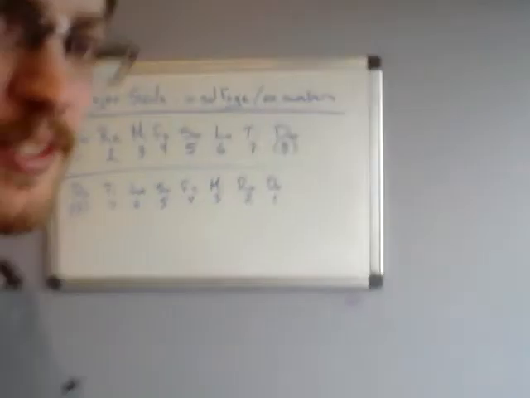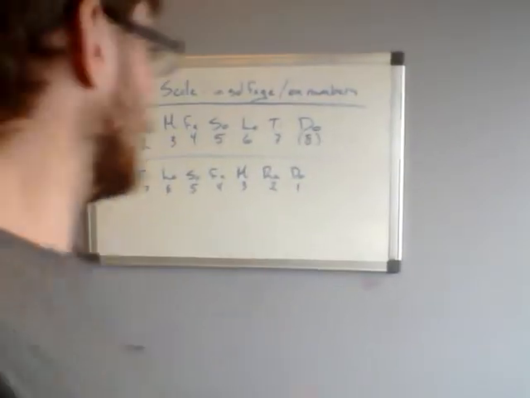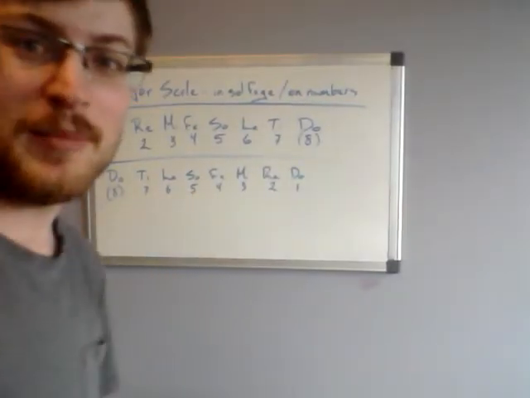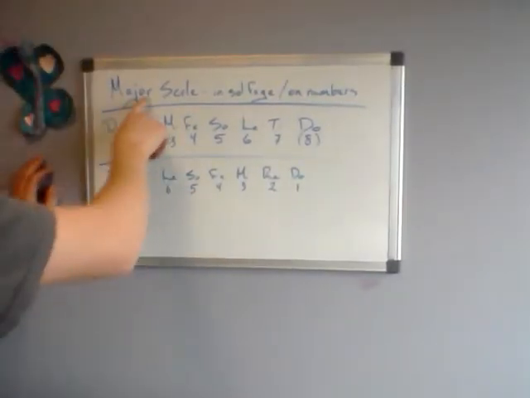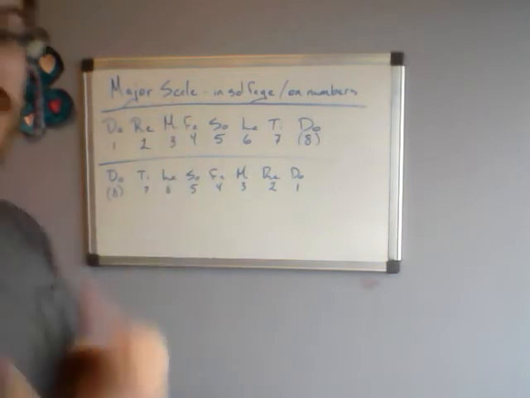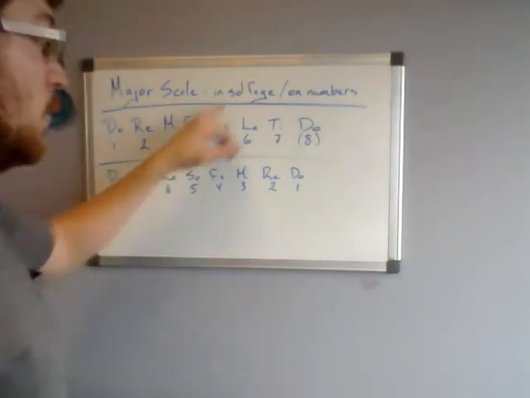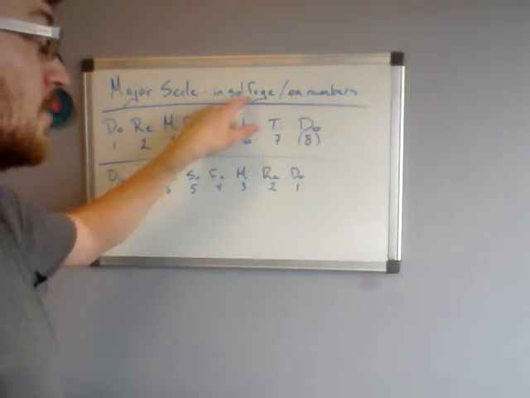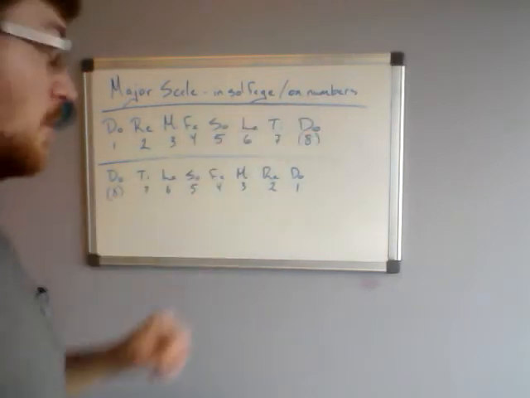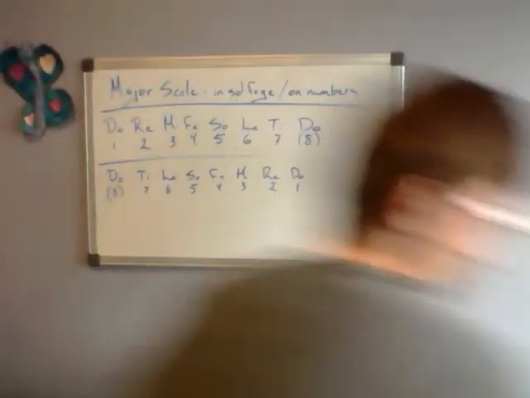So I've put up here on the whiteboard, let me just get this camera angle set up here. On the whiteboard, I've set up what our, there we go, now you can see it. I've set up what our major scale is. So you can see our major scale are the notes that we sing, but we can sing them either in solfege or on numbers. Now, what do I mean by solfege?